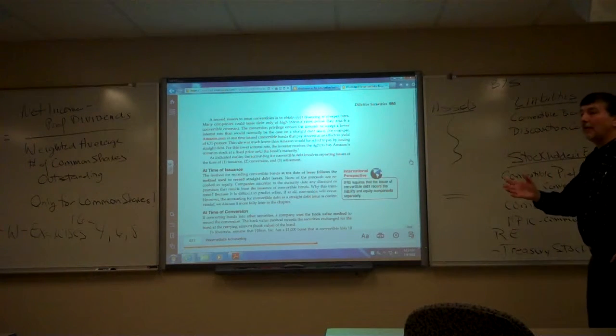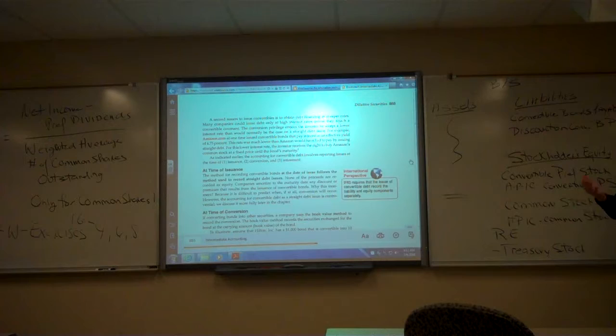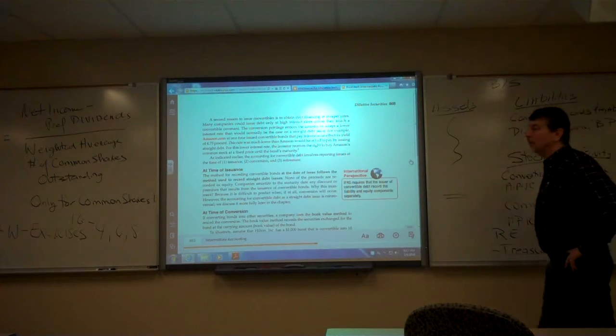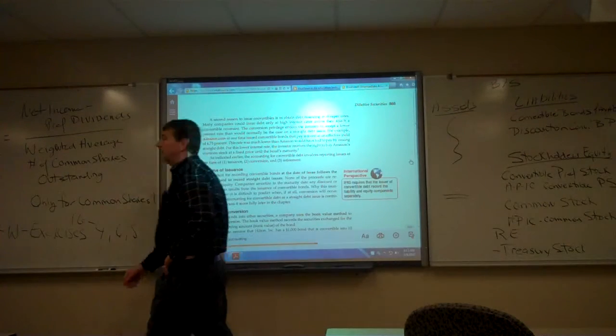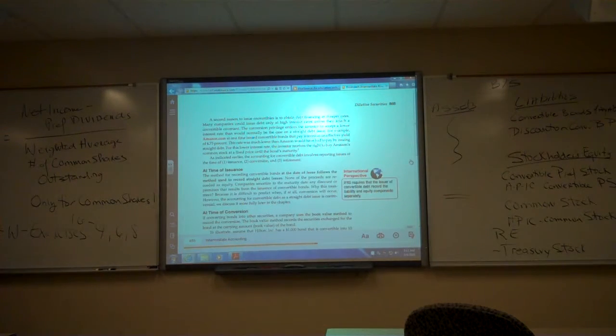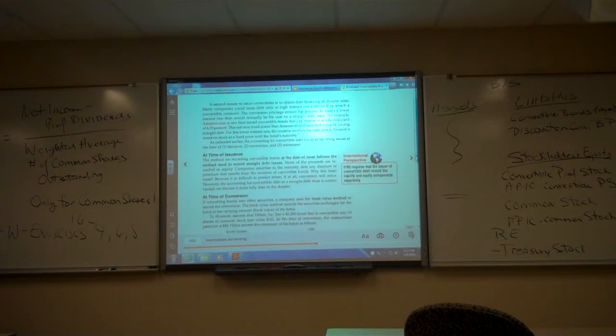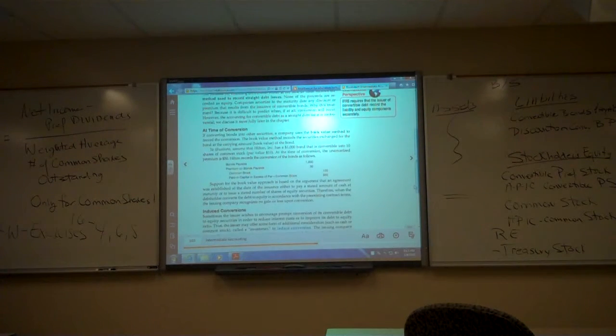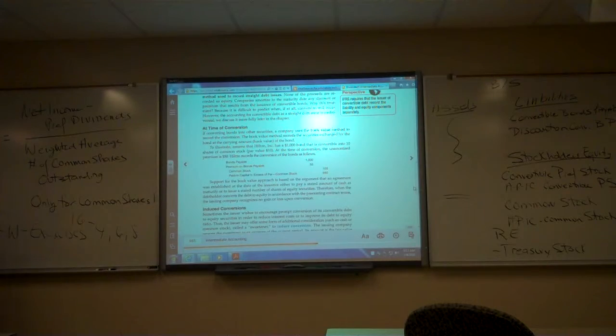Now when it is converted, if it's ever converted, then we'll bring it down and make it part of stockholders' equity. So you can see it says, at the date it is issued, you treat it just like regular debt. That's all you got to remember.